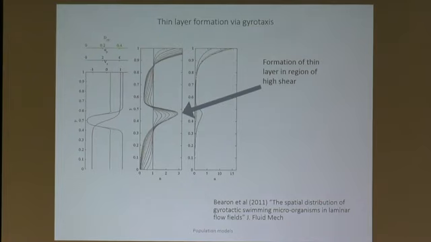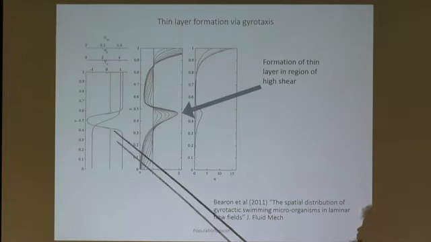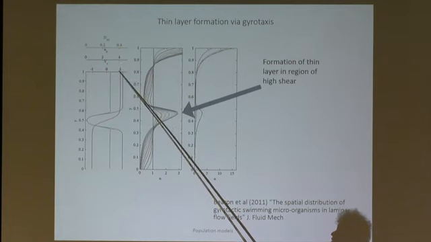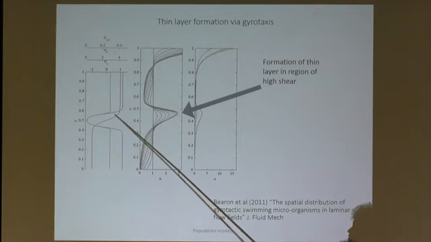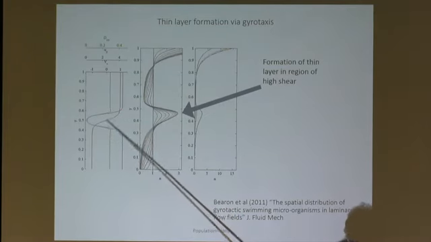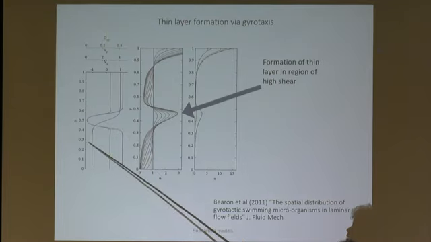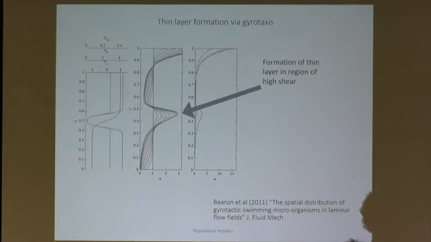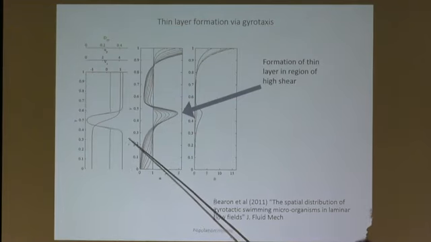This is going back to the gyrotactic trapping in thin layers. So this was some numerical simulations where we had a flow profile. This is the horizontal component of velocity, the red line. I've imposed a velocity profile with a sharp shear region in the center, the slope here. And that translates to a vertical swimming component given by the blue line.